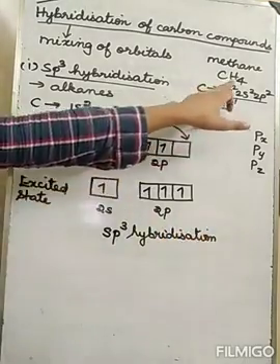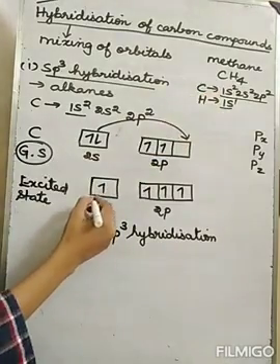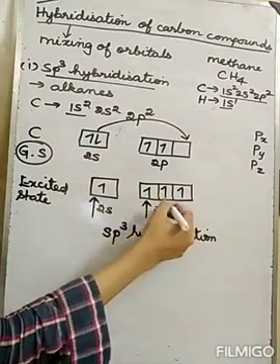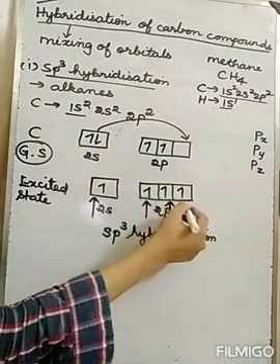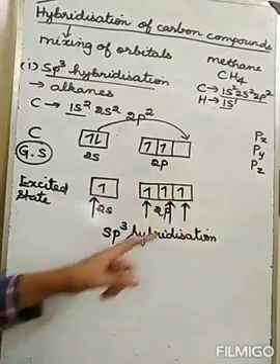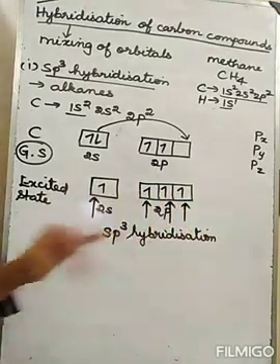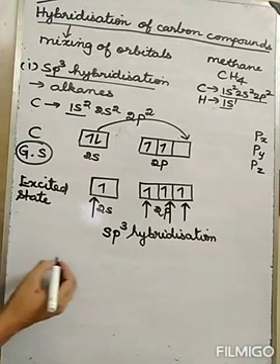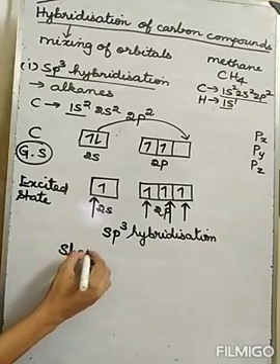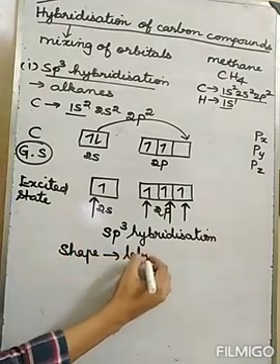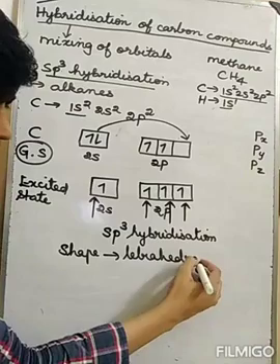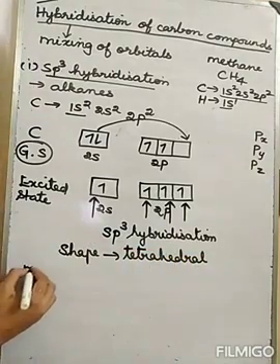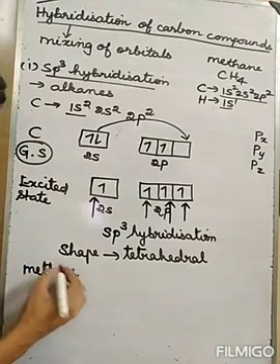Now if it is methane, of these 4 hydrogens, one hydrogen will mix with this orbital, the next hydrogen will mix with this orbital, the third hydrogen will mix with this orbital, and the fourth hydrogen will mix with this orbital. So this hybridization is called sp3 hybridization. Okay, and the shape of this hybridization is tetrahedral shape. Tetrahedral shape.